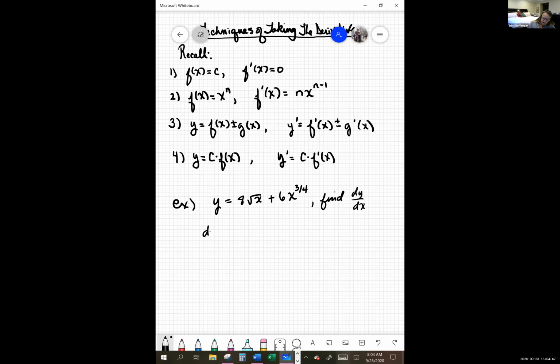So if I take the derivative, oops, actually before I do that, let's rewrite this so that we can use the general power rule. So right now I don't know how to take the derivative of the square root of x, but if we rewrite this in exponential form, we have y is equal to 8x, the exponent is 1/2 plus 6x to the 3/4.